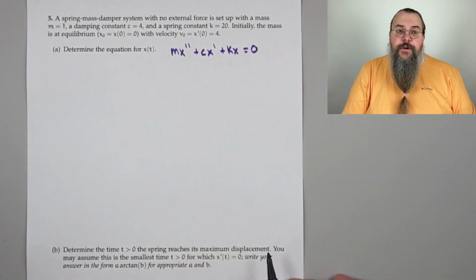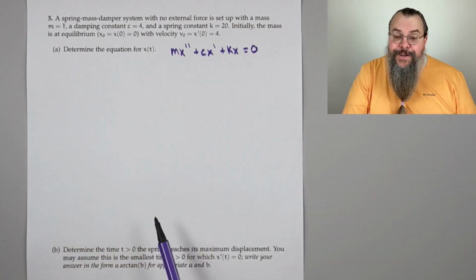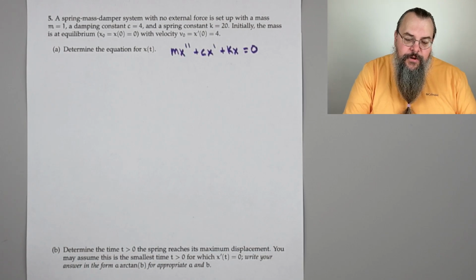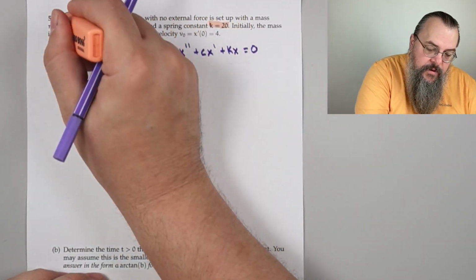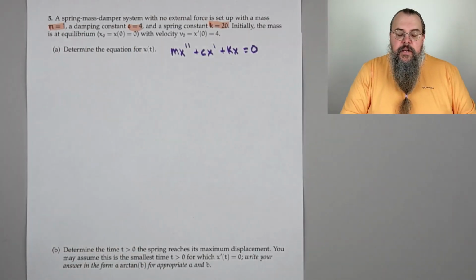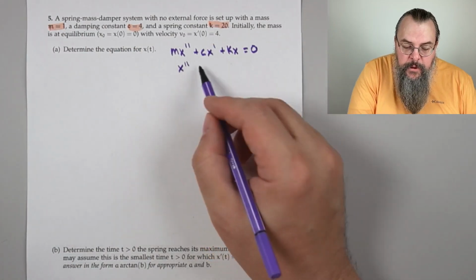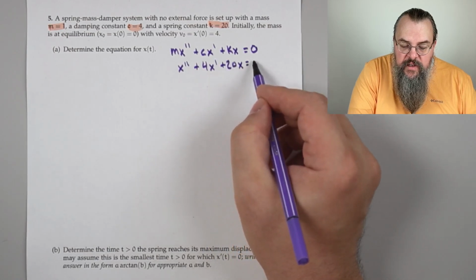So I say, all right, we know our equation. Do we know m, c, and k? Yeah, we do. How do we know it? They're given to us. And so we'll just mark that so we don't make any mistakes. There we go. Now we have x double prime plus 4x prime plus 20x equals 0.